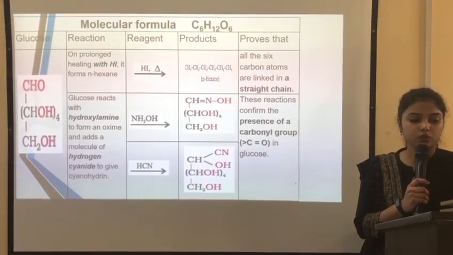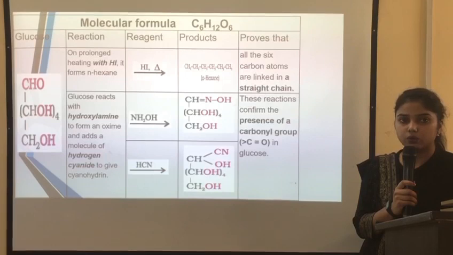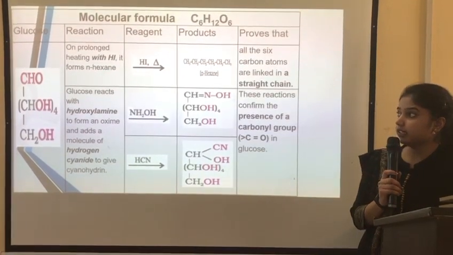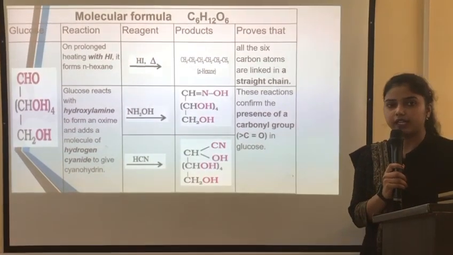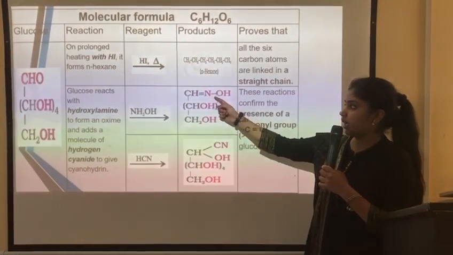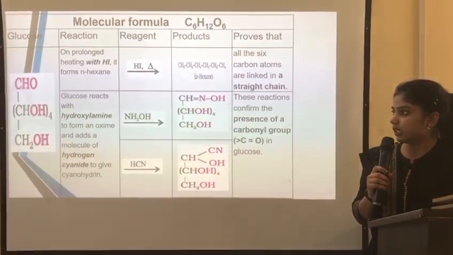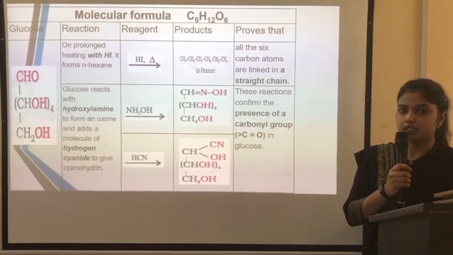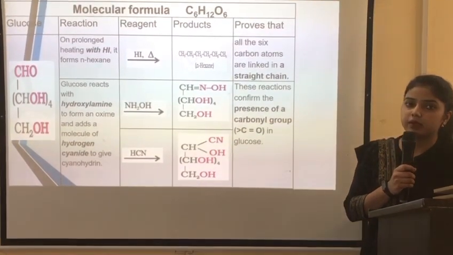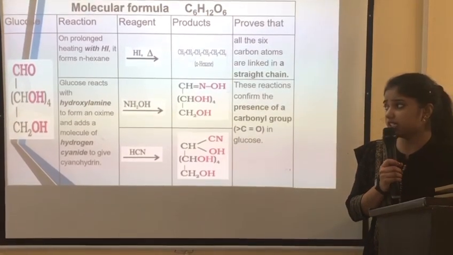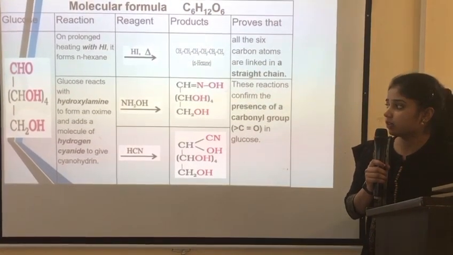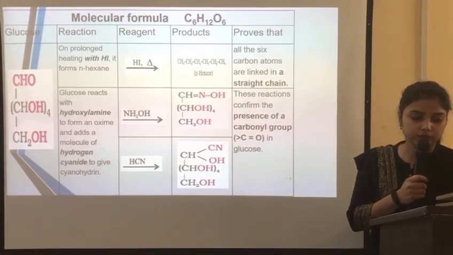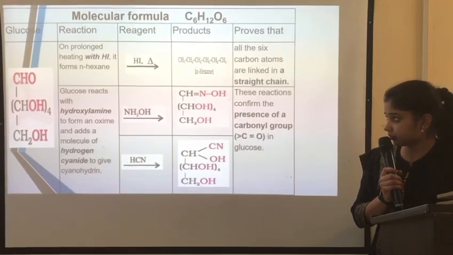Next, when glucose reacts with NH2OH, means hydroxylamine, then it reacts with the CHO group and gives the product with a double bond to NOH. Similarly, when glucose reacts with HCN, then a cyanide group is attached at the carbon number 1 position.